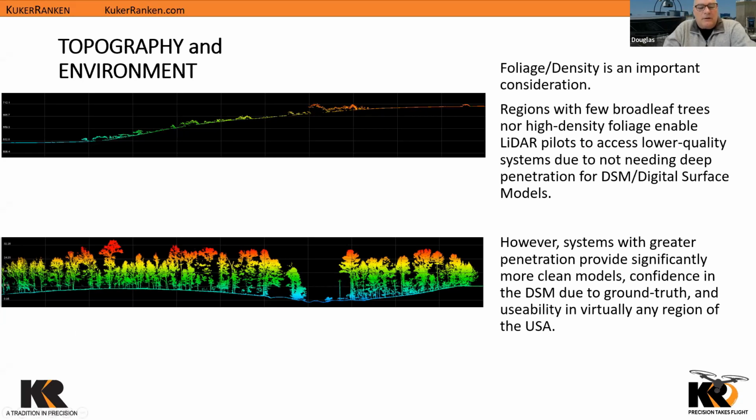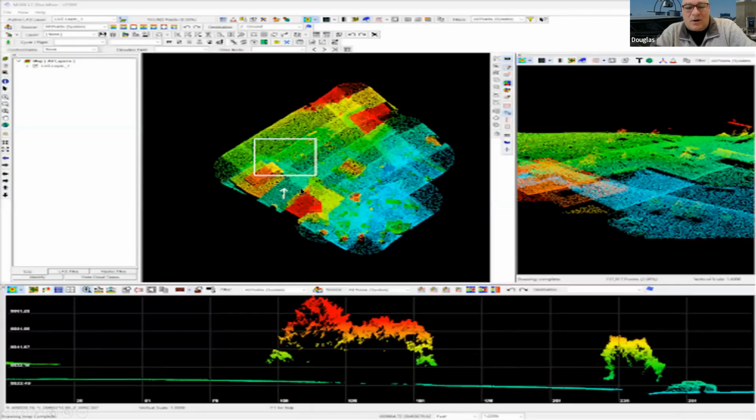Then we come down here, and this is in the central part of the U.S. in very heavy oak and birch and sumac, lots of large broadleaf trees, and yet you can see we have an incredibly solid surface. So we're seeing all the way down to the ground through all the trees. So that is the difference between, say, a $30,000 LiDAR sensor and a $300,000 LiDAR sensor. So yes, the quality does cost.